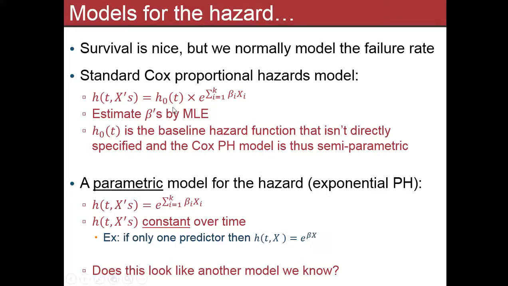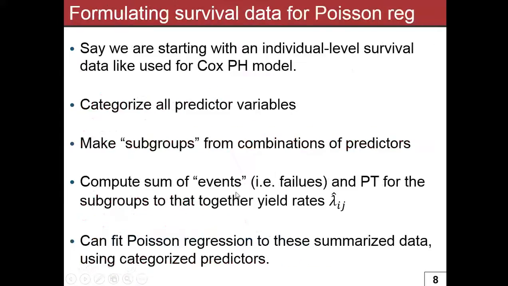It's not always the case that this baseline hazard rate is itself a function of time. It could be constant. And what we're going to do is reformulate survival data and try and fit it using Poisson regression. Okay, and what that would have to look like is, let's say again, this is an interesting exercise because we're starting with individual data, which we could use a Cox model for.